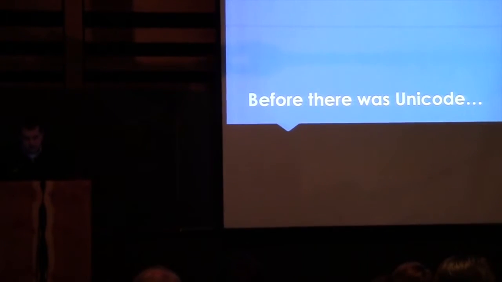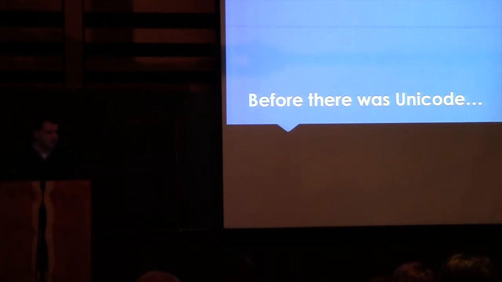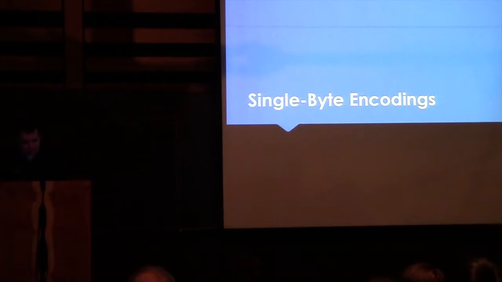So before there was Unicode, since Unicode has only been a standard for about 20-something years, obviously we were processing text in computers. So how did we do that? We can start by looking at single byte encodings. If we only have a small number of characters, then we can store one character per byte.